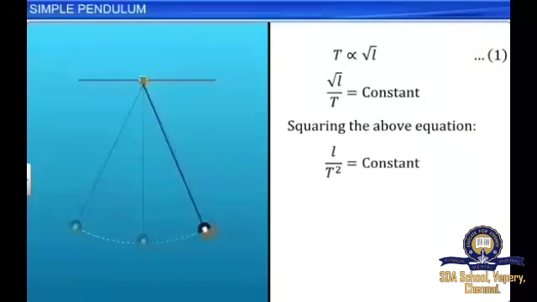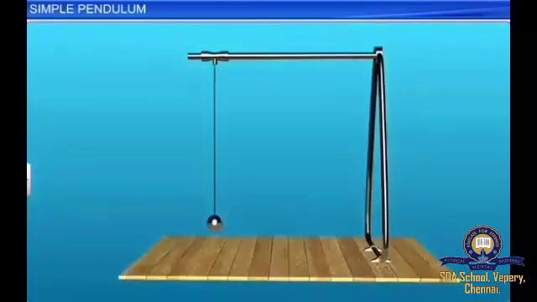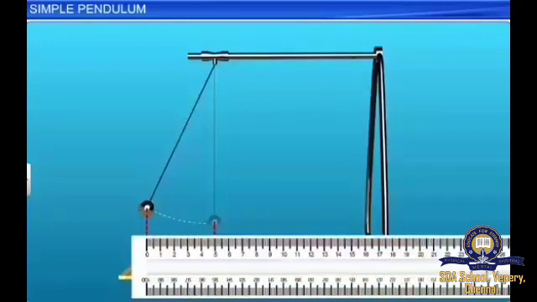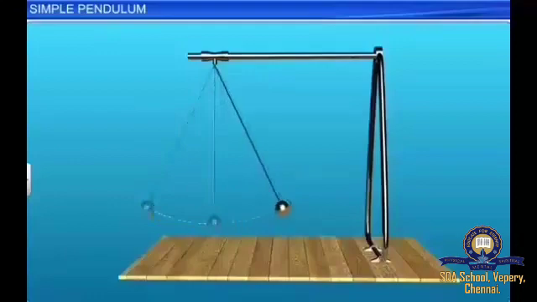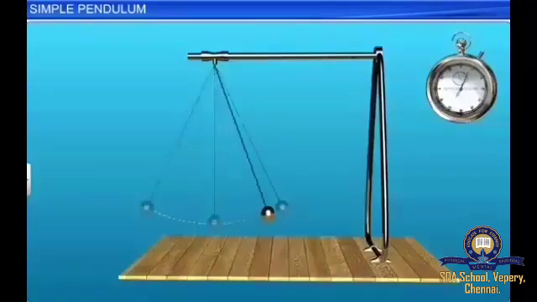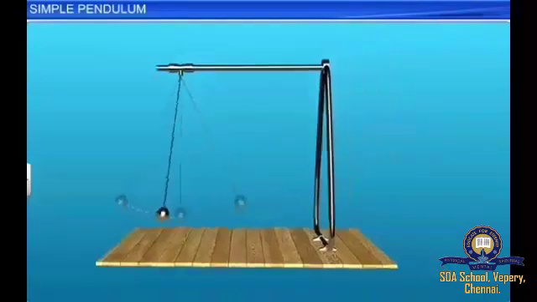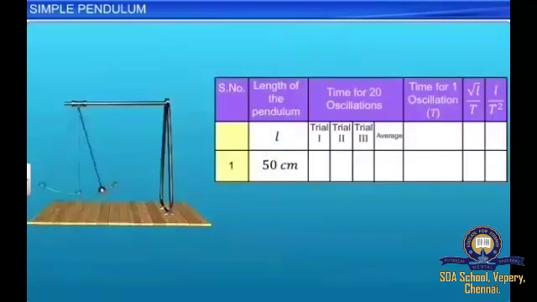Now let us verify the third law of the simple pendulum. Set up the pendulum with a metallic bob as we did in the first law. Select the length, say 50 centimeter. Pull the bob to the side such that the amplitude of the pendulum is not greater than 5 centimeter and then release it. The pendulum starts oscillating. Start the stopwatch when the bob is at one of the extreme positions. Count 20 oscillations and stop the stopwatch. Note the time taken for 20 oscillations and tabulate the readings under the head trial 1.